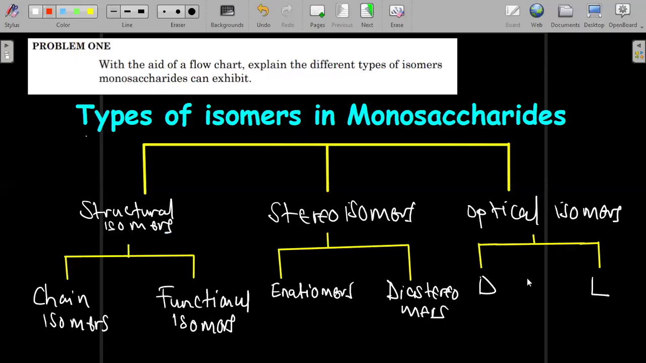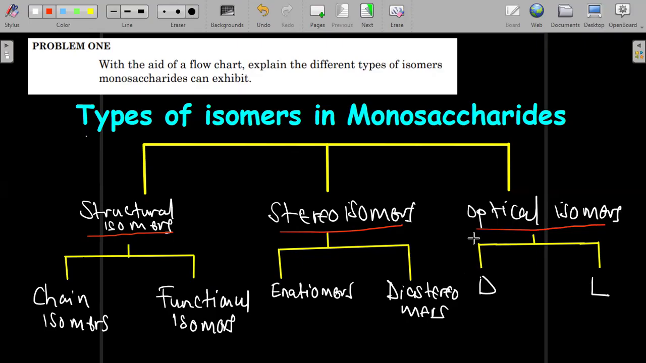Okay, so question 1, they're saying, with the aid of a flowchart, explain the different types of isomers monosaccharides can exhibit. Okay, so I've already drawn the flowchart here, so I'll explain whatever you can see here. The first type of isomerism that monosaccharides can exhibit is what we call structural isomers. And then they can also exhibit stereoisomers, and then they can also exhibit optical isomers.